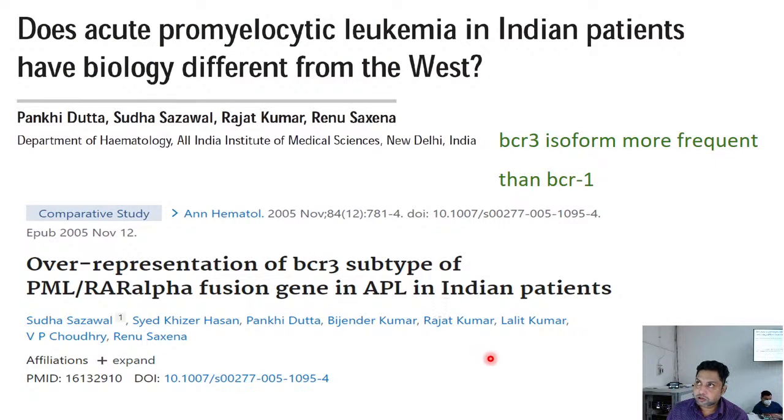Here are some papers which were published from the Department of Haematology. In these two papers, we found that the BCR3 isoform is more frequent than the BCR1 isoform, unlike the studies done in Western countries, where they found that the BCR1 isoform is more prevalent, up to 60% of cases.